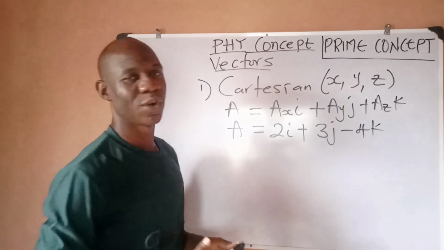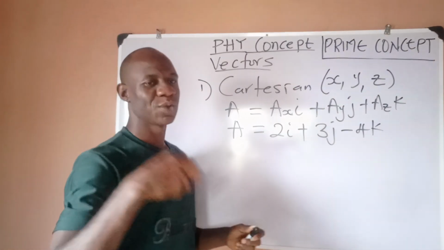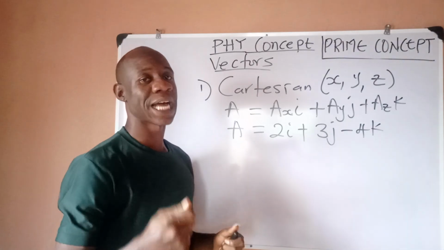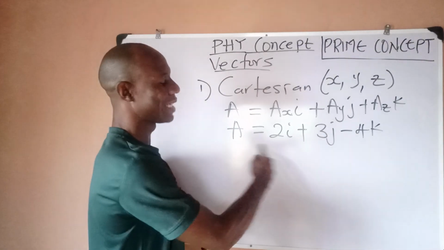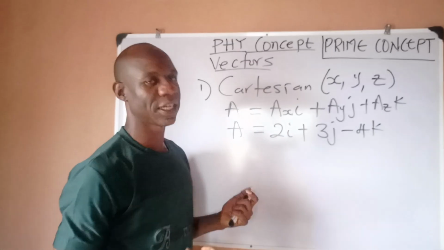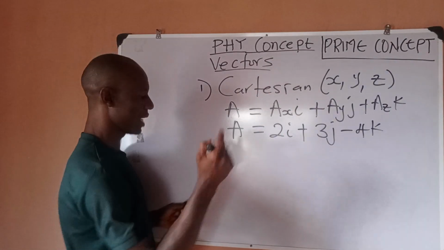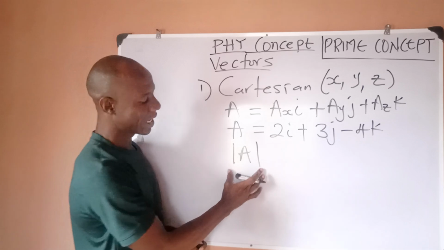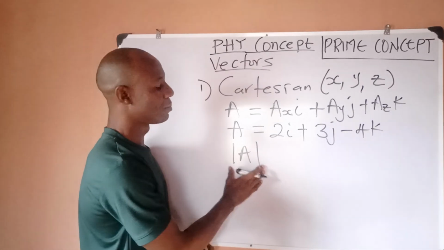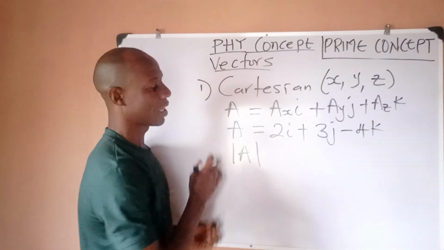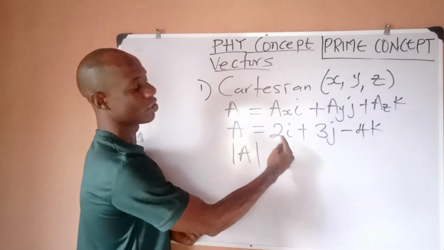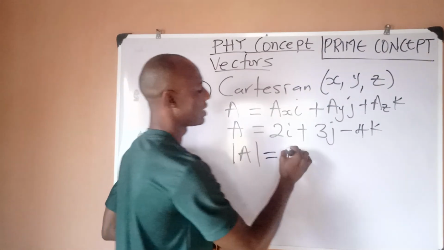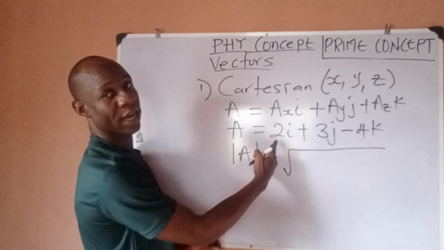And the next thing we want to consider, since we have this, is how do we find the magnitude? Remember, we established that vectors are quantities that have magnitude. So how do we find the magnitude given any vector? It's very simple. The magnitude is denoted by this symbol. Whenever you find this symbol in physics, it simply means magnitude of a vector. Now, how do I find the magnitude of vector A? The magnitude of vector A is going to be the square root of the square of each component.